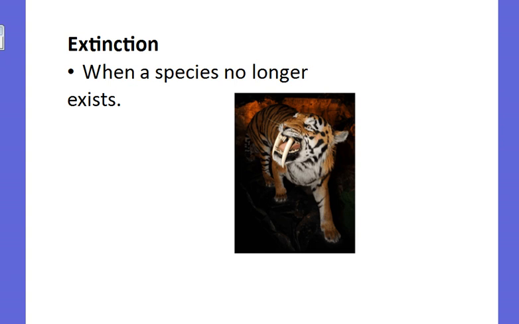So extinction, when we talk about that, that's when a species no longer exists, when there's not even a single solitary member of that species still alive on Earth. And once an organism is extinct, it cannot come back from extinction. There is no coming back from that.